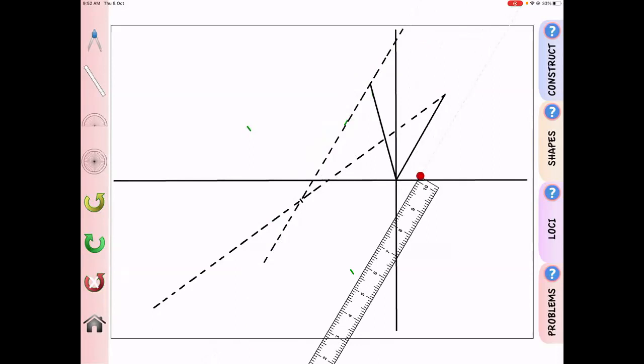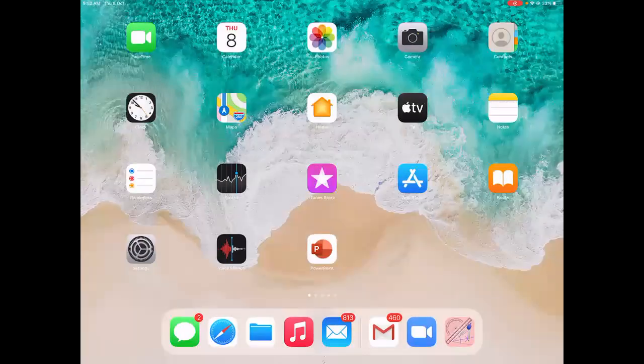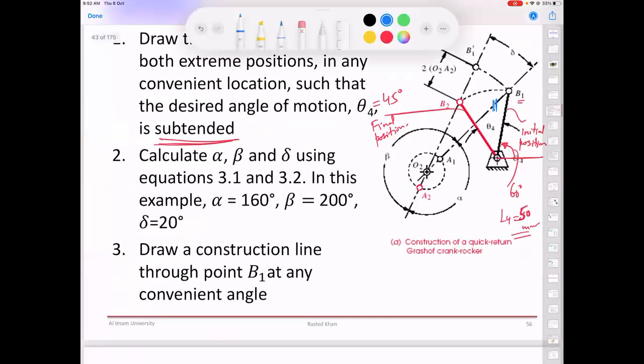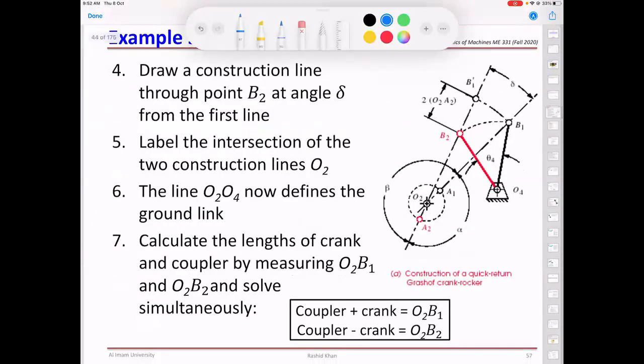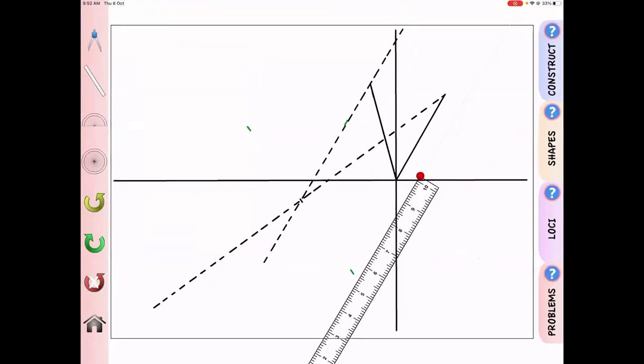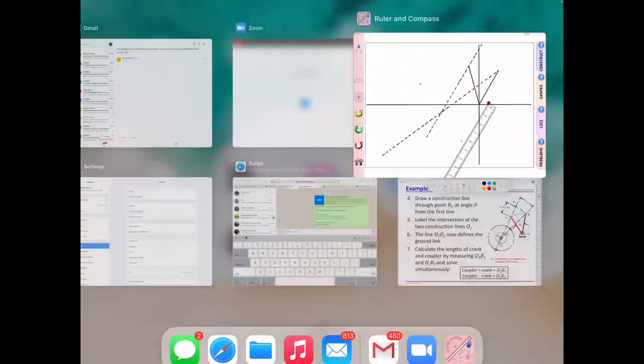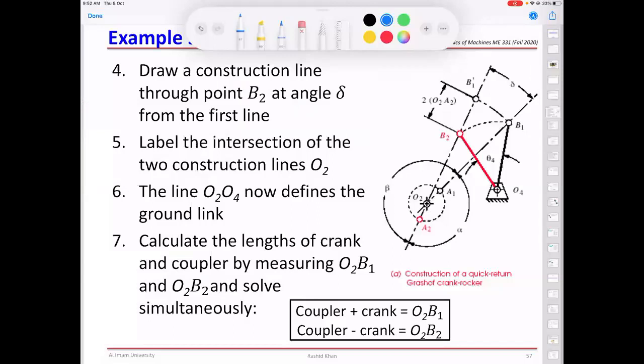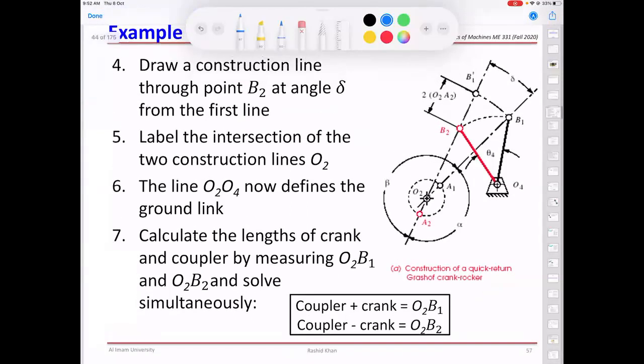point number 5. What it says, we already discussed: label the intersection of the two construction lines O2, right? So the intersection of these two lines is O2. Okay. Point number 6, the line O2 O4. So O2 and O4 now define the grounding. Okay, so we have the grounding.